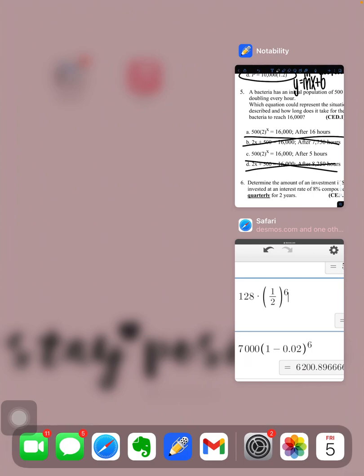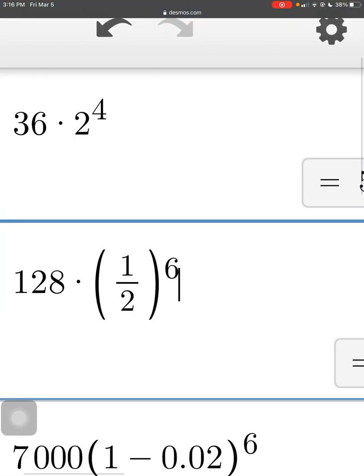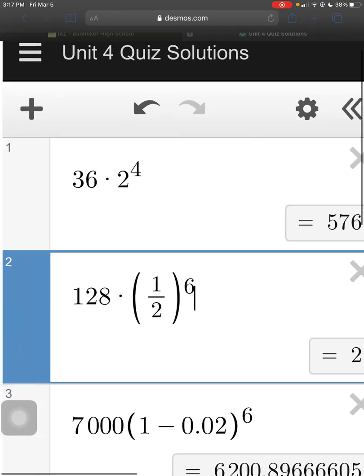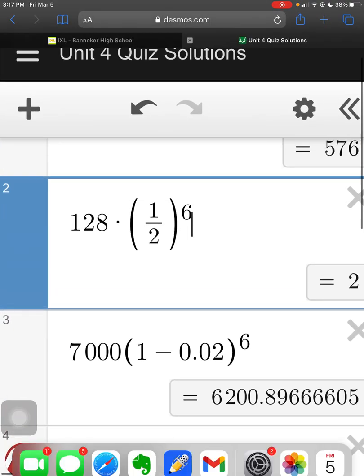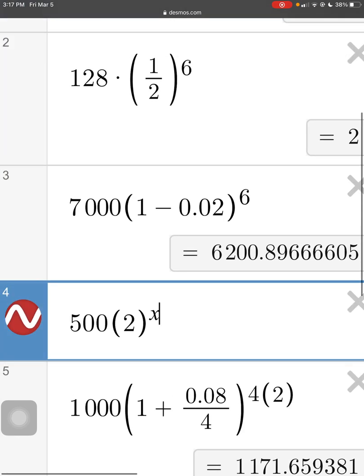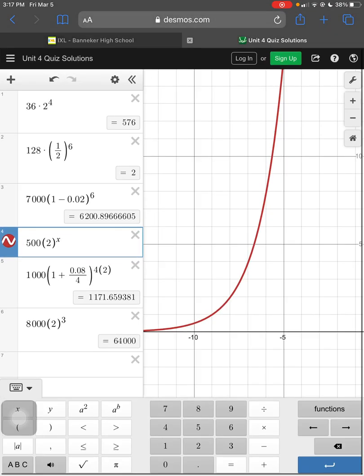So we're going to go over to the decimals. I already have it up here. 500 times, let me scroll down a little bit. Eventually I'll get there. Okay, there. 500 times 2 to the x. And my keyboard's gone. Sorry, I had to zoom out a little bit.